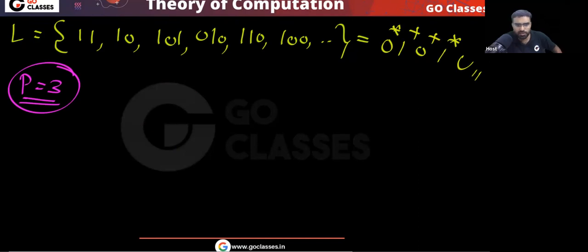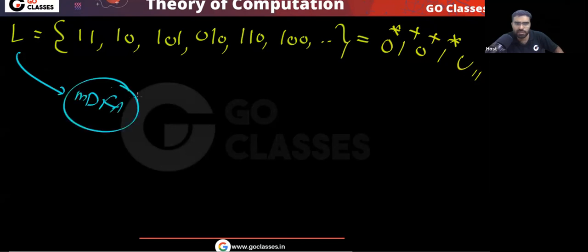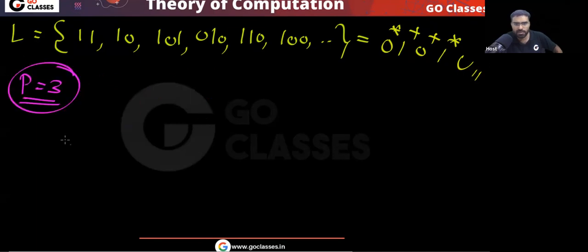First, can you create a DFA for this language? If you create the DFA, it will take some time. So let's directly check P equal to 3. You can try creating the minimal DFA; this I give you as homework. But anyway, let's directly do this. So P equal to 3, will it work?